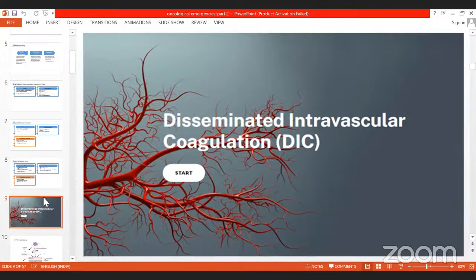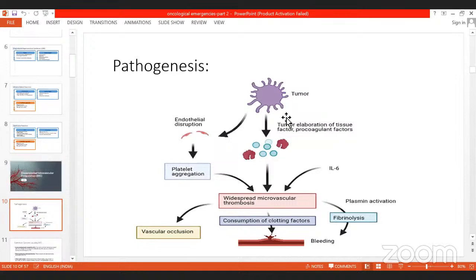Coming to one of the important aspects of the immune and hematological complications of cancer, that is disseminated intravascular coagulation. The mechanism is that a tumor causes endothelial disruption, leading to platelet aggregation, widespread microvascular thrombosis, and vascular occlusion. The tumor also elaborates tissue factors and procoagulant factors and leads to release of interleukin-6, which adds to the microvascular thrombosis. Because of this, all the clotting factors are consumed and there will be bleeding, and plasmin activation leads to fibrinolysis, which further leads to bleeding. This is how a tumor causes DIC.